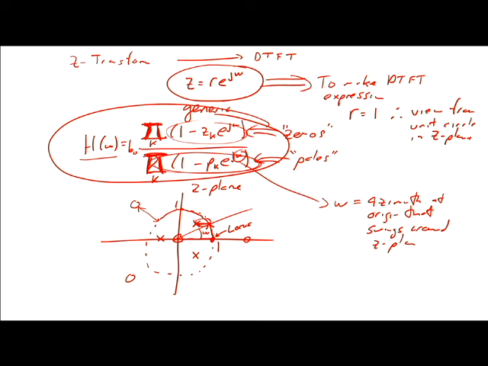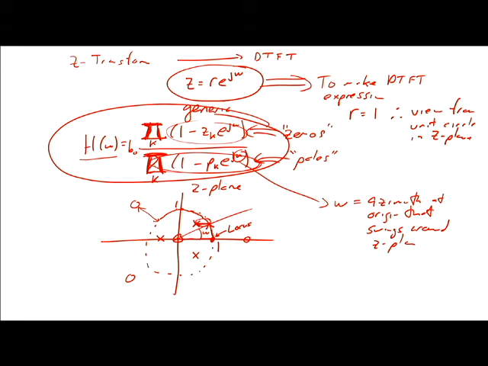What happens if I get close to a zero and closer? The numerator of my expression for H of omega actually gets smaller, and therefore H of omega gets smaller. We're going to see this a little bit more clearly in lecture 11, and I'm going to show now the mathematics behind what I'm talking about.